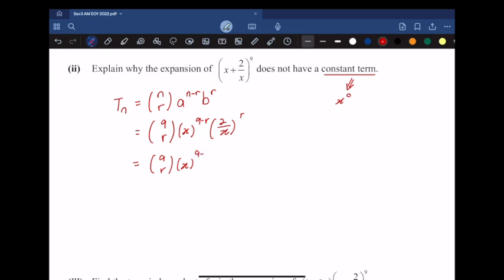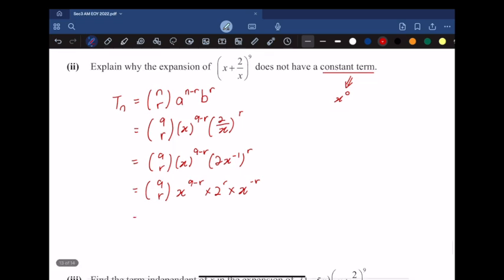x^(9-r). 2 over x can be written as 2 times x^(-1), to the power r. Therefore, if I simplify this, I have 9 choose r times x^(9-r) times 2^r times x^(-r), by the law of indices. Therefore, this will give me 9 choose r times 2^r times x^(9-2r).